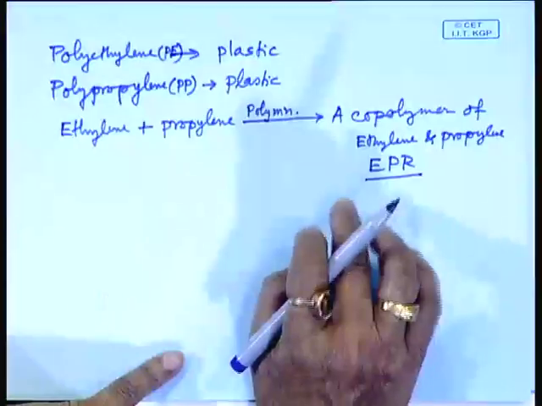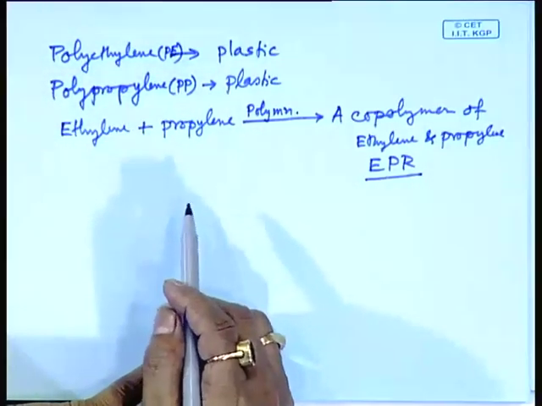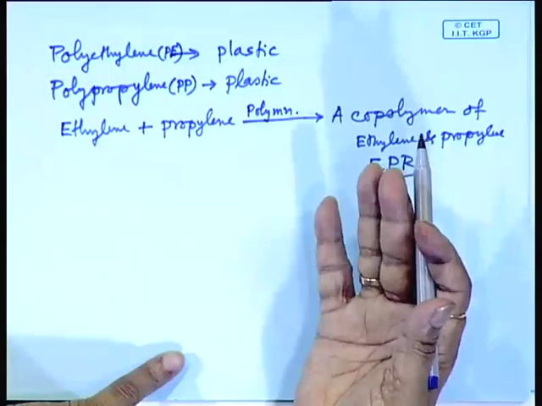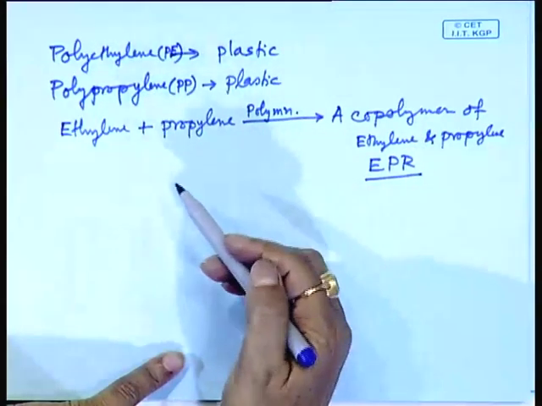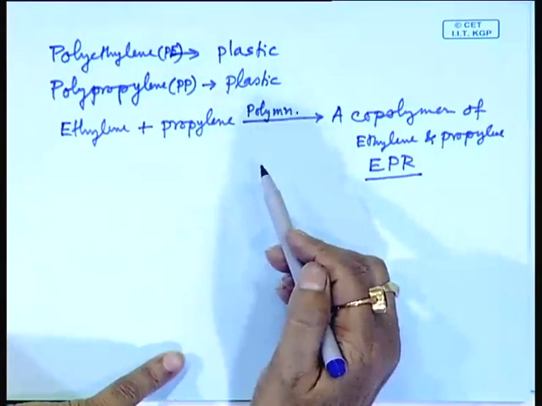The properties of this EPR are totally different from polyethylene and polypropylene. So, you got a new material from ethylene, polyethylene and polypropylene. So, this is a kind of tailoring technique.